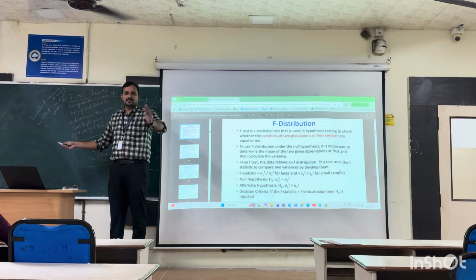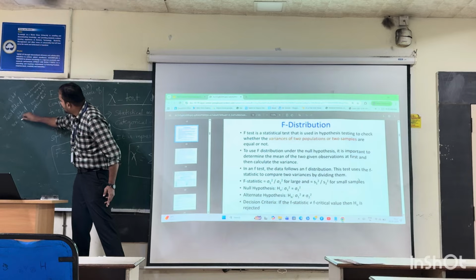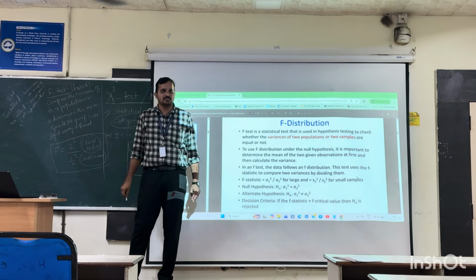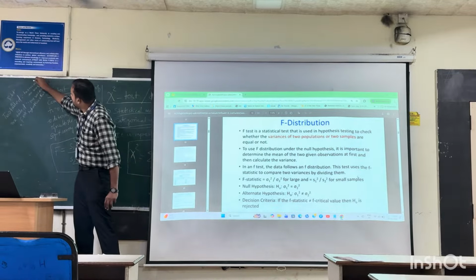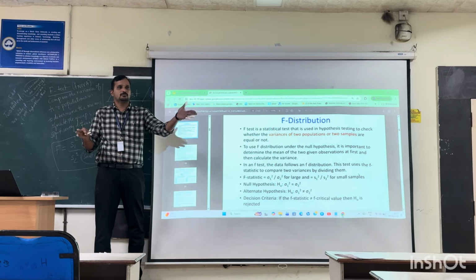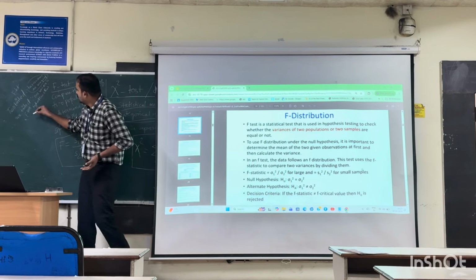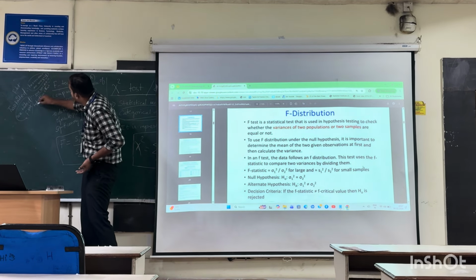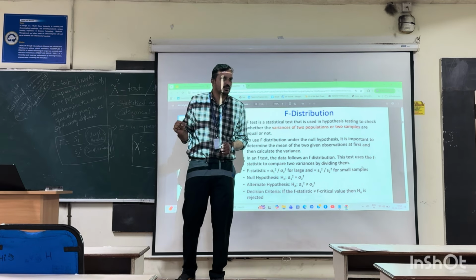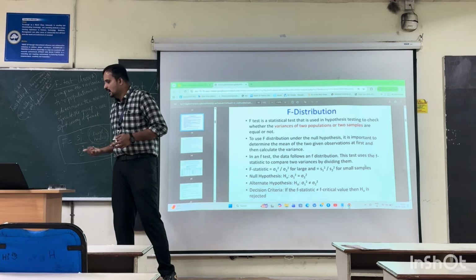It is again classified into two types: two-tailed F test and one-tailed F test. Two-tailed F test means your two variances are unequal. And one-tailed F test stands for one variance being higher than the other. So this is called the F test. We call it an analysis of variance between your two populations.